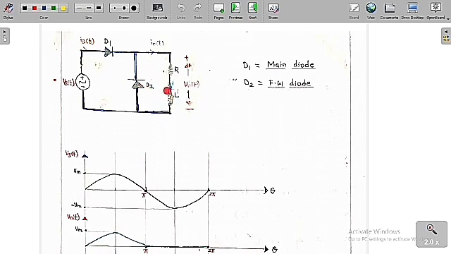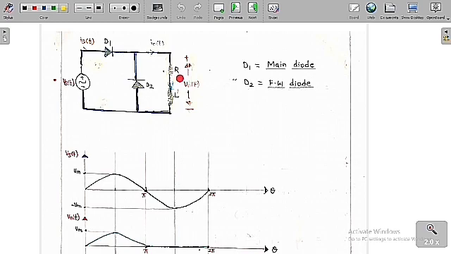Everything is the same, the extra thing is just that we have kept this diode. This is called a freewheeling diode and this is called the main diode. This is the source voltage Vs of t, source current Is of t. This is the load, which is an RL load. The output voltage is V naught of t, and this is the output current or load current I naught of t. This is the diode D2, which is called a freewheeling diode. So D1 is called the main diode and D2 is called a freewheeling diode.